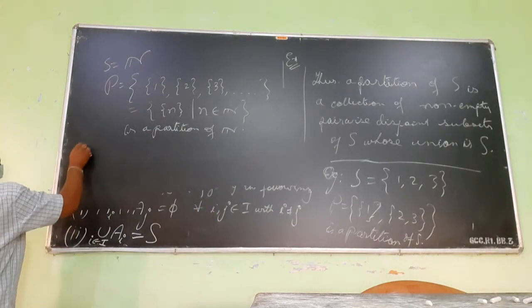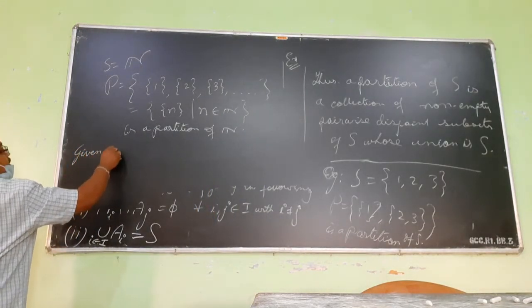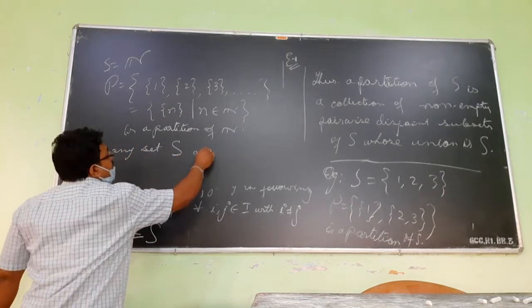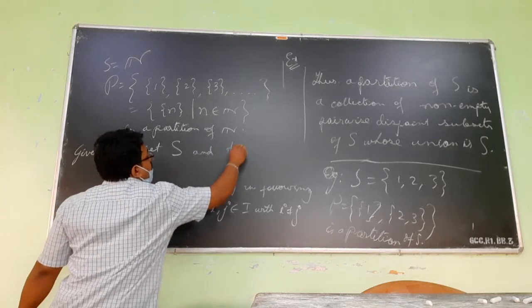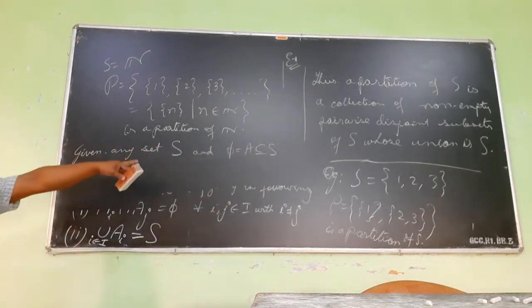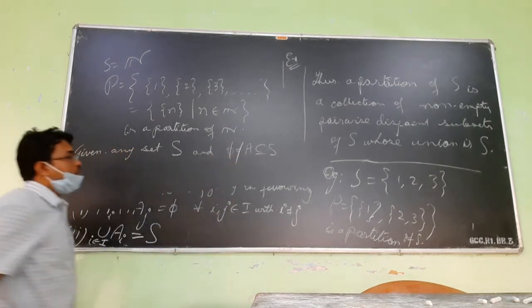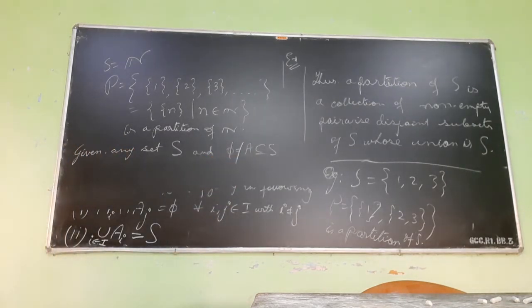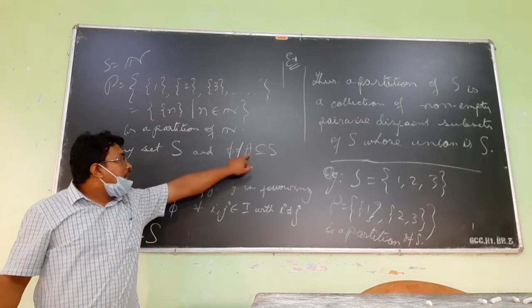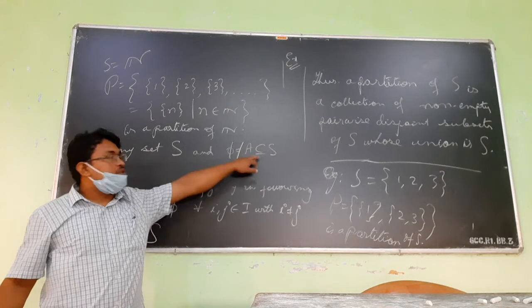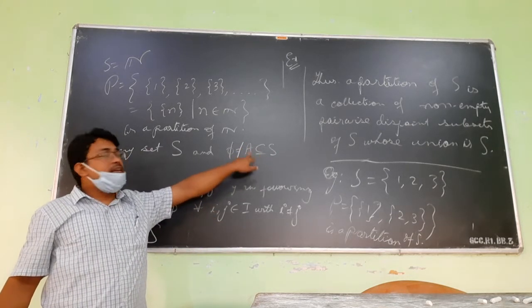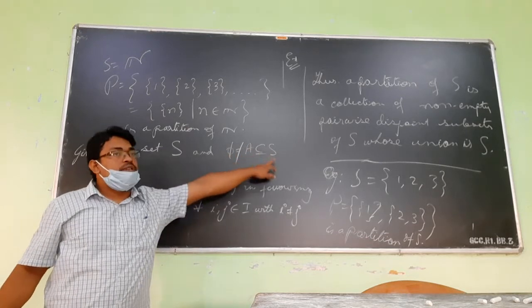Another example: given any set S, and phi not equal to A is a subset of S. That means whenever I write this, it means that A is a non-empty subset of S.